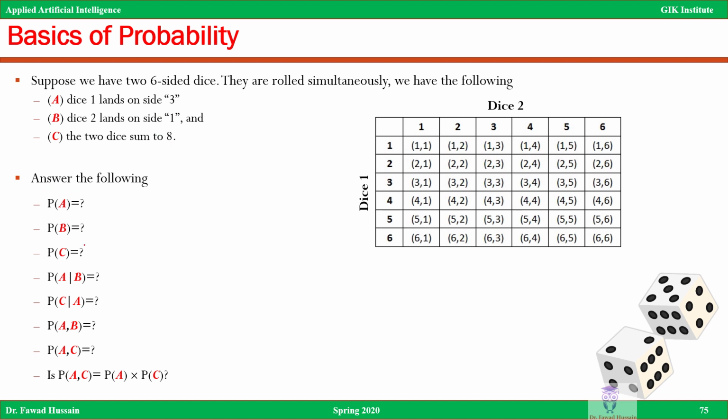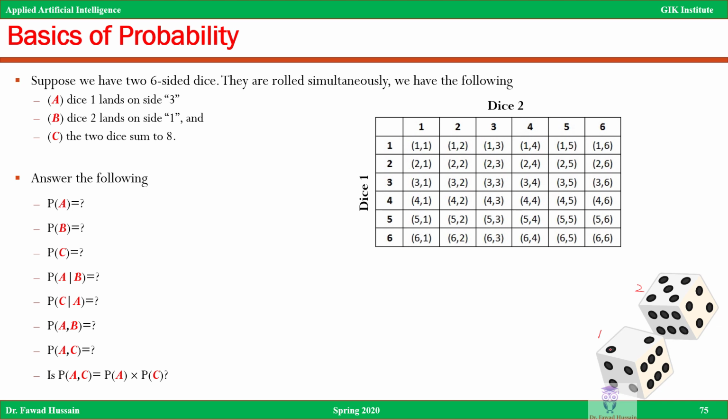To answer the following questions, the first one is, what's the probability of A? What's the probability that the first die will show 3? If I label this one as 1 and this one as 2, I'm not bothered about what will happen with the second die. I'm just asking what's the probability that this lands with 3 facing upwards.